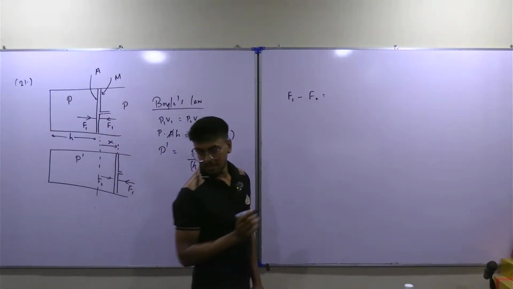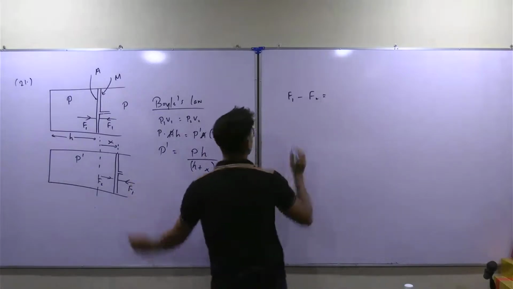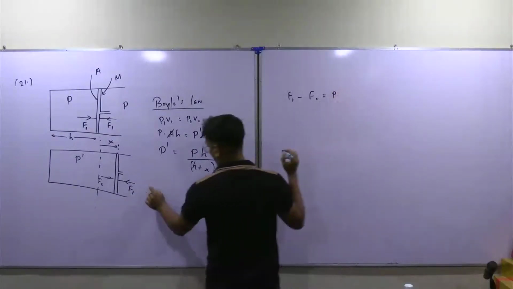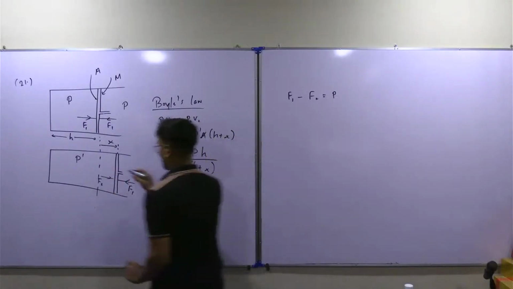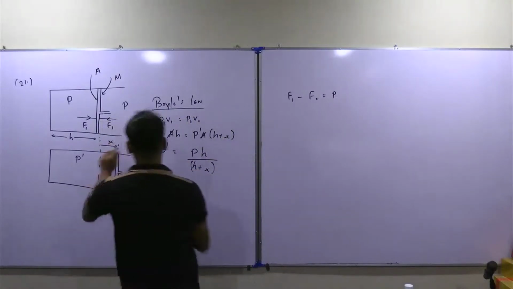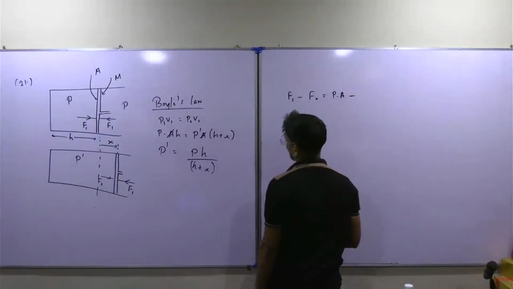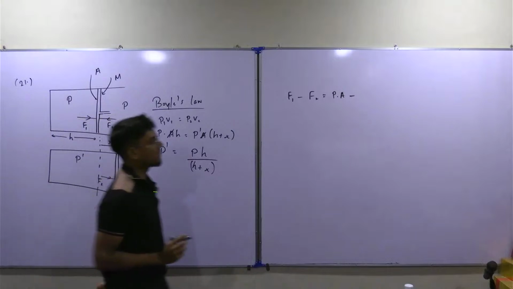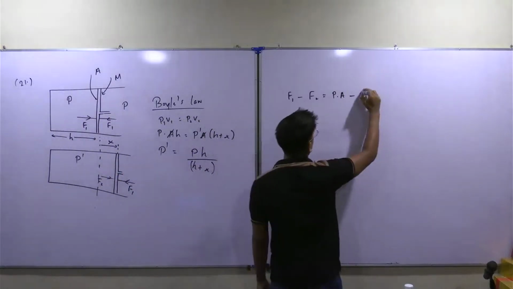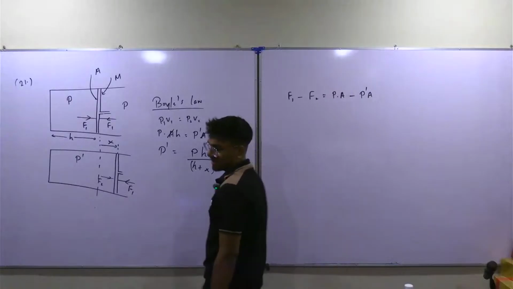Now you can apply F1 minus F2. F1 is atmospheric pressure times area. You can neglect this section. You can assume the cross-sectional area of the piston is A, minus the force on the piston from the internal pressure, which is P dash A, right? P dash A. This is the resultant pressure, right?